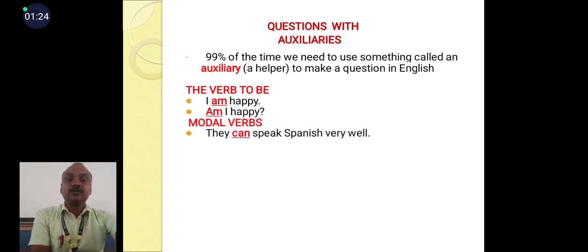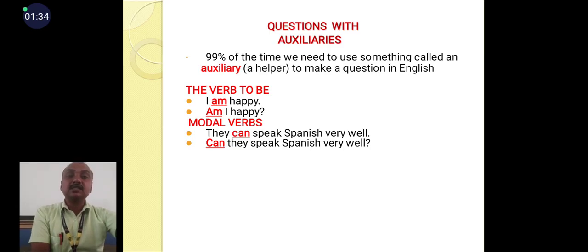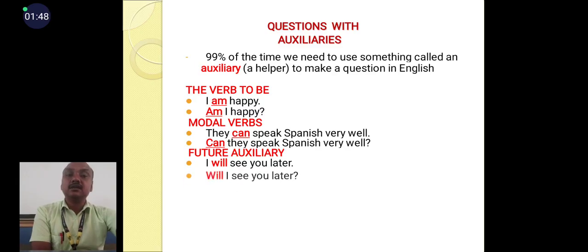Right. For example, modal verbs: they can speak Spanish very well. The question for this sentence is, can they speak Spanish very well? Just bring the auxiliary verb can in front of the subject they to frame yes no questions. So, future auxiliary verbs: I will see you later. Just bring the auxiliary verb will in front of the subject to frame a question. Will I see you later?